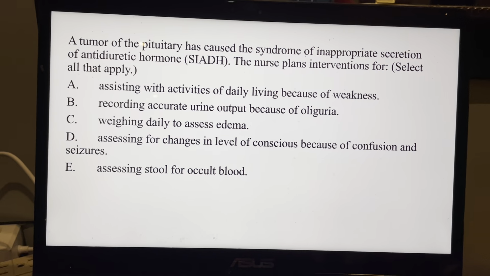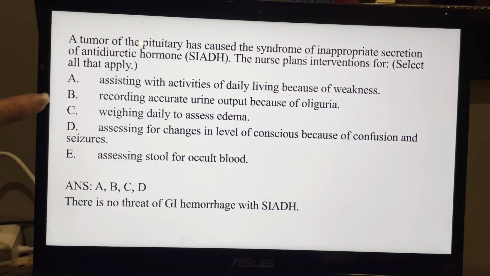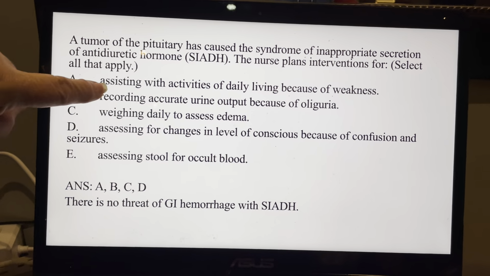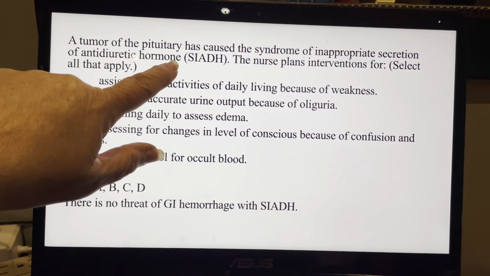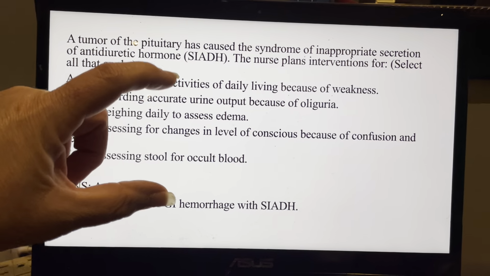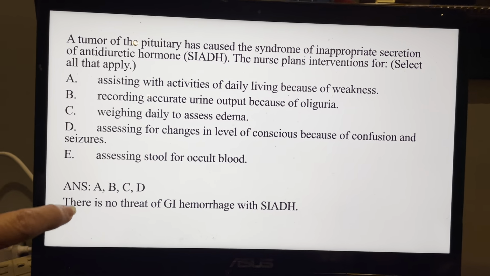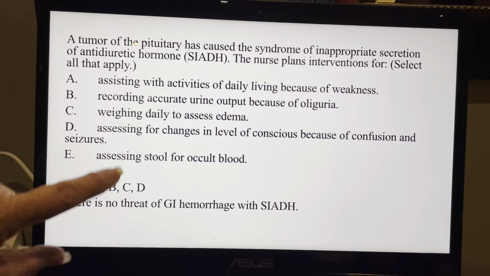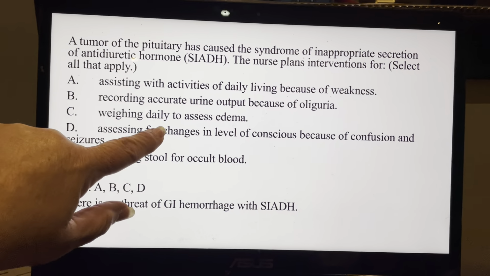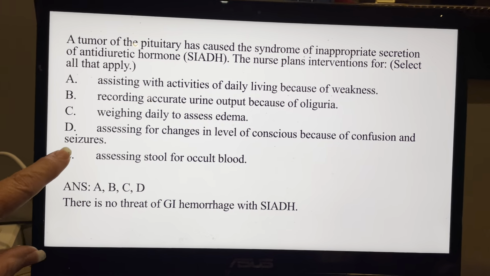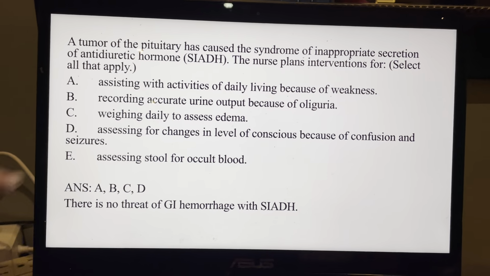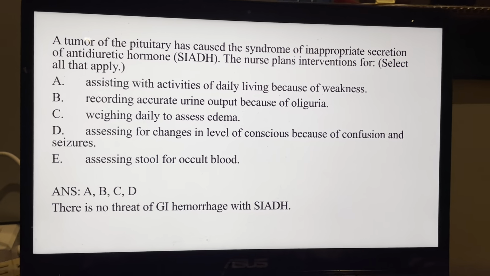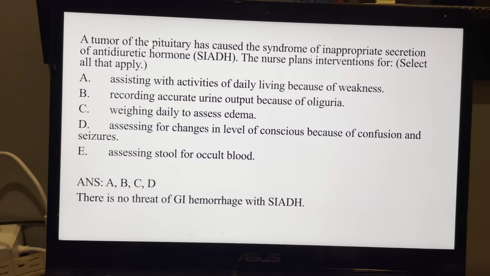You got your answers? Activities of daily living because they're weak. Keeping accurate output because Soggy Sid, remember his pee is thick. He's holding it all on board. And weigh him daily because that's the best indicator of fluid status. And look, you get so hyponatremic because it's dilutional, you're going to get the signs and symptoms of hyponatremia.